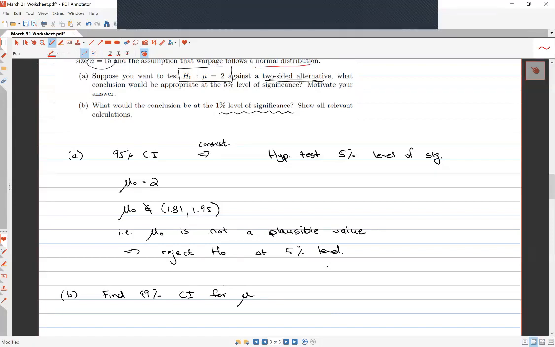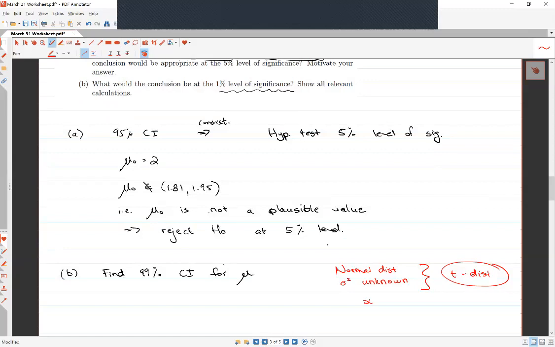We know that we have a normal distribution, but if you read the problem beyond that, the population variance is unknown. So this means that we need to use a t-distribution for this confidence interval. Our formula here is x bar plus or minus s over square root of n, t of alpha over 2 and n minus 1 degrees of freedom.